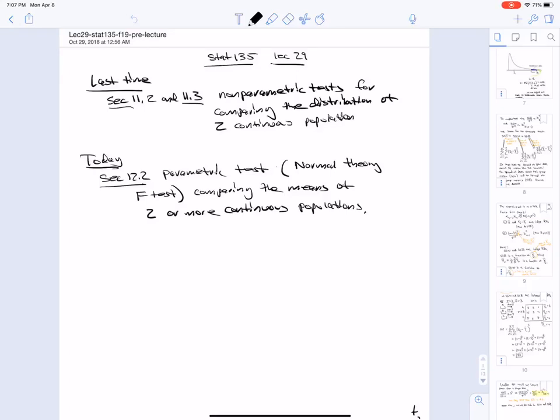Hello, it's Stat 135, Lecture 29. Last time we finished Chapter 11. We did non-parametric tests for comparing the distribution of two continuous populations.